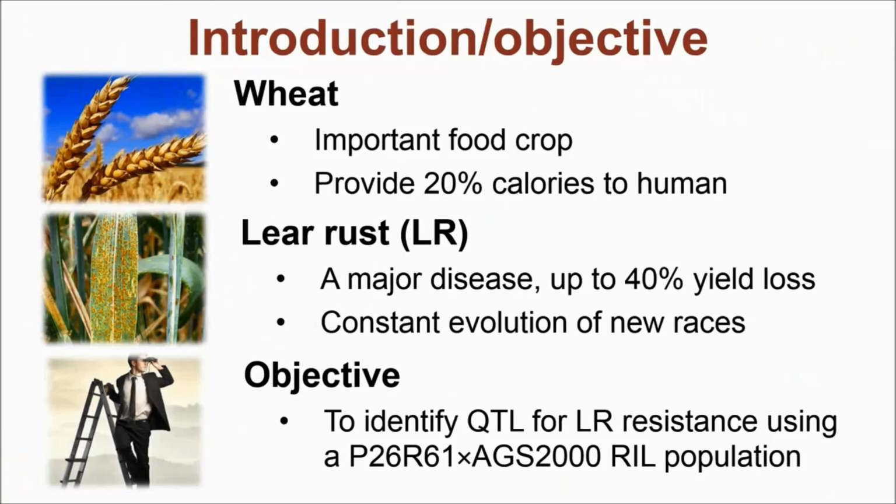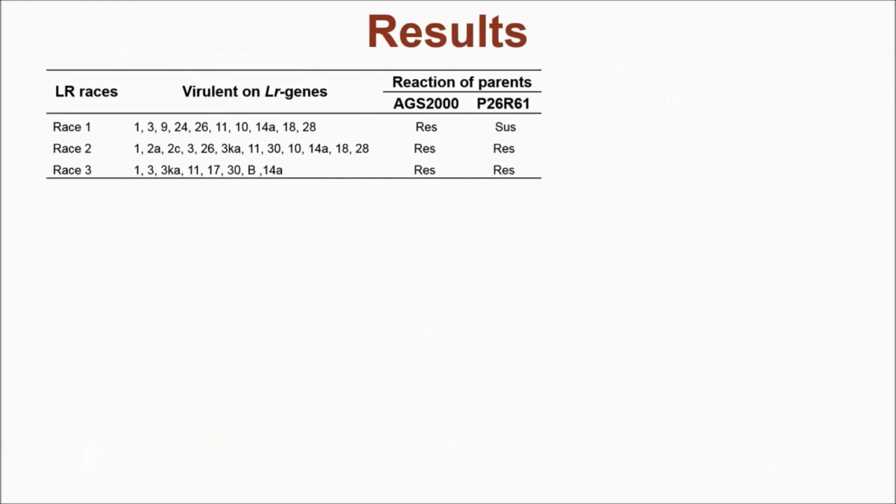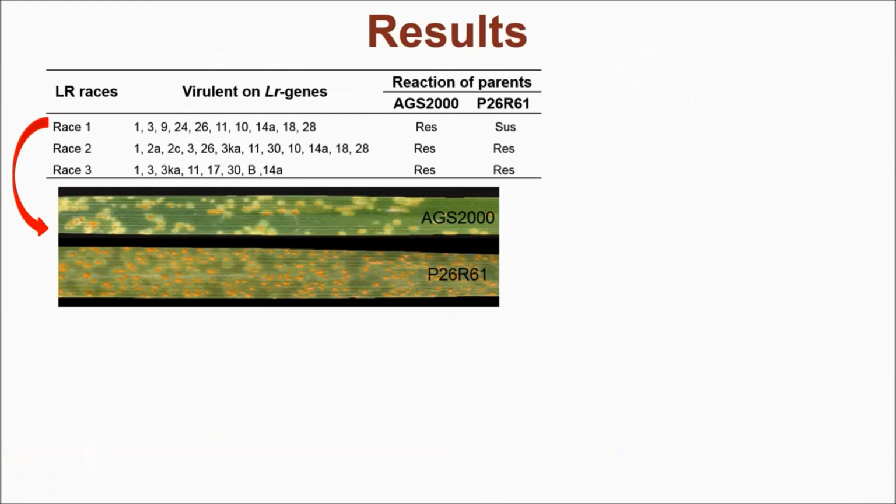So initially, what I did was I evaluated the parents with these three most common races of leaf rust, and I found that AGS 2000 is resistant to all three races. However, this Pioneer 26R61 parent is susceptible to one race and resistant to two other races. In this photo, you can see the reaction of the two parents with leaf rust race 1. So this is a highly resistant reaction, and this one is a susceptible reaction.